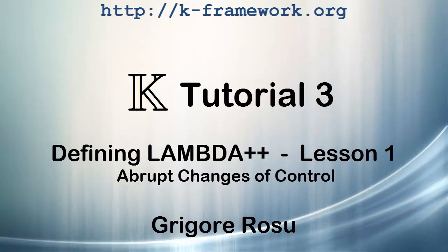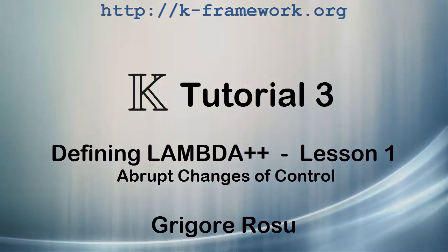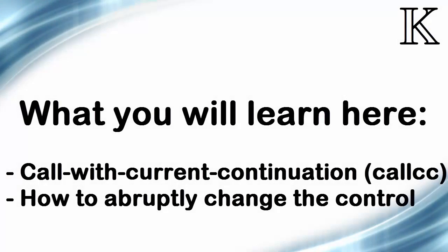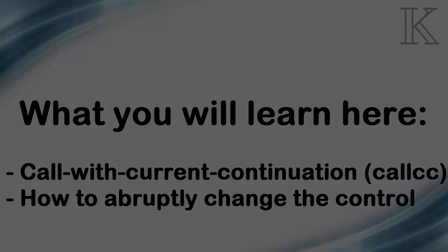Tutorial number 3, Defining Lambda++, Lesson 1. Here we add call with current continuation, call CC, to the definition of lambda completed in Tutorial 1 and call the resulting language lambda++. While doing so, we will learn how to define language constructs that abruptly change the execution control flow.